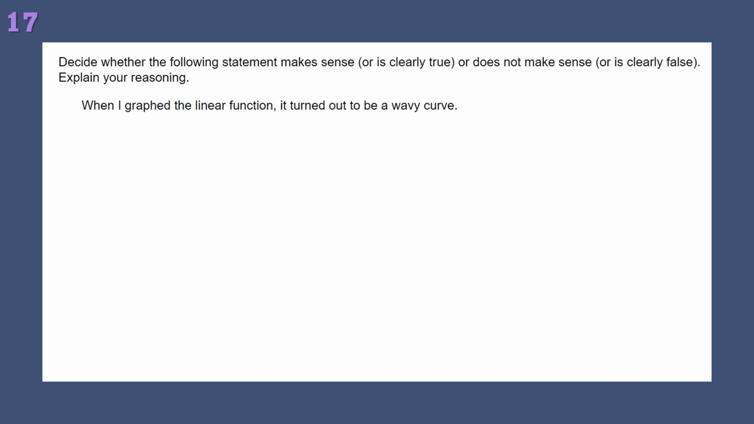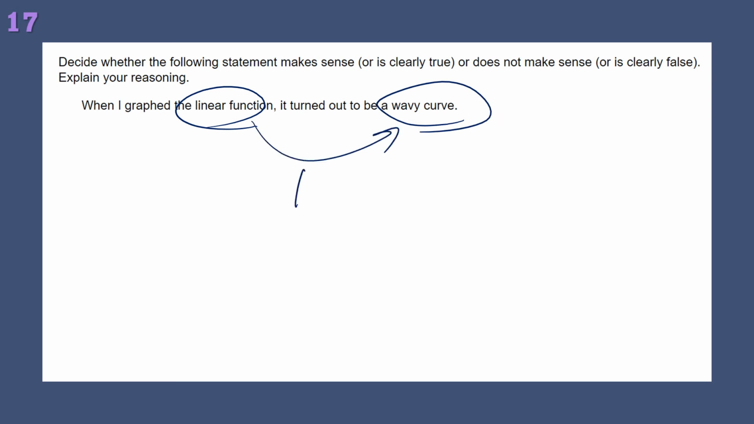Decide whether the following statement makes sense. When I graphed a linear function, it turned out to be a wavy curve. Does that make sense? No. Linear functions are lines, particularly straight lines.